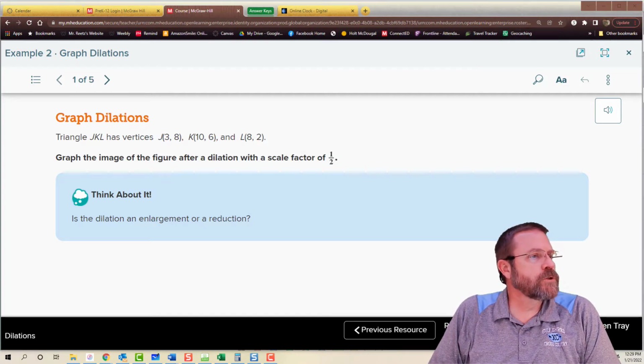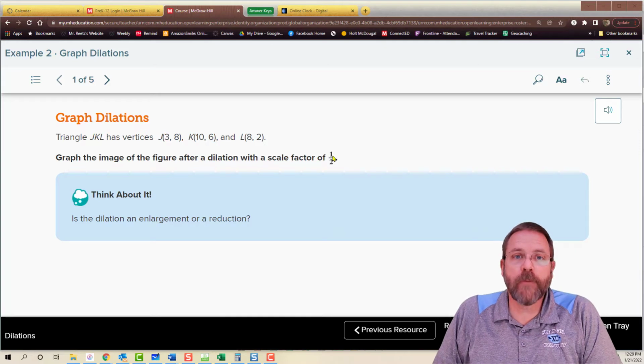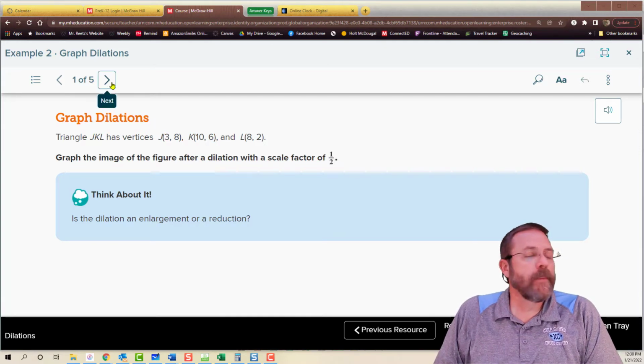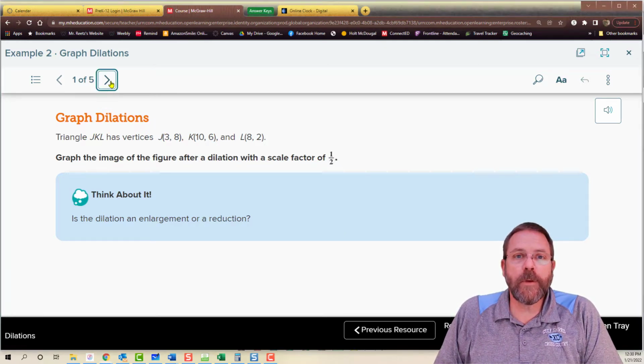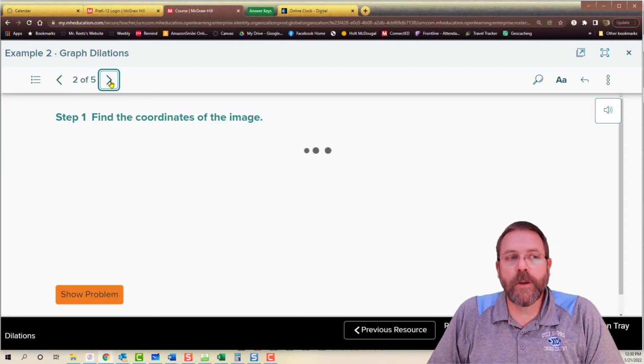We have triangle JKL, and it gives us the points of each one of those, and they want us to take and dilate it with a scale factor of 1/2. 1/2 is smaller than 1. That means our new figure, or image, is going to be smaller than the pre-image was.